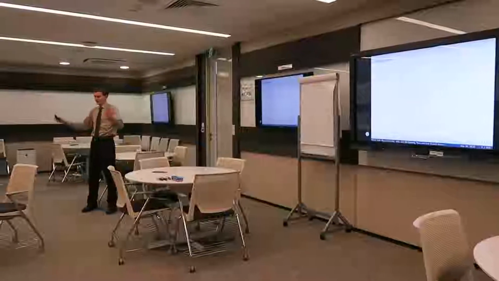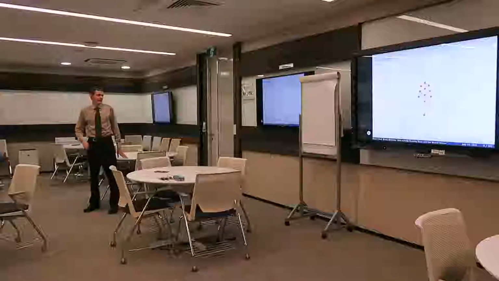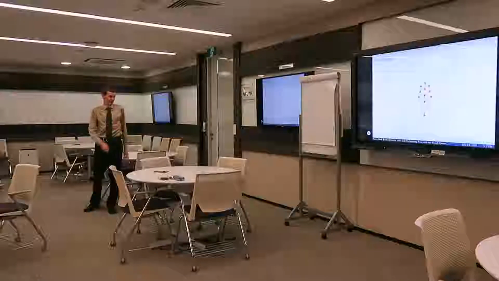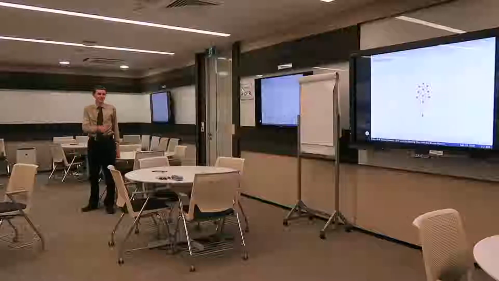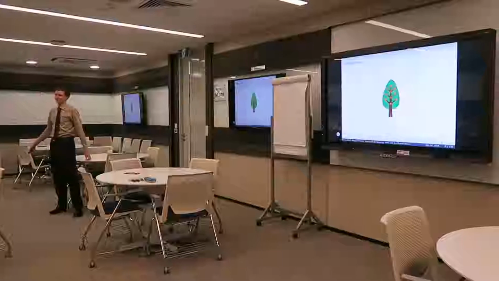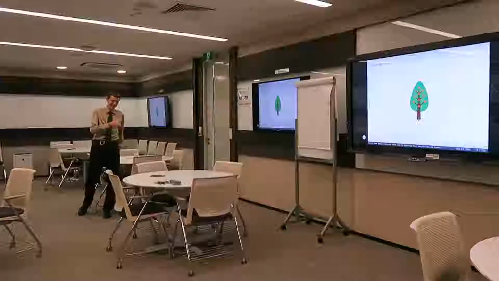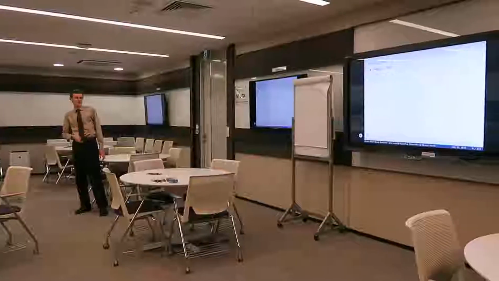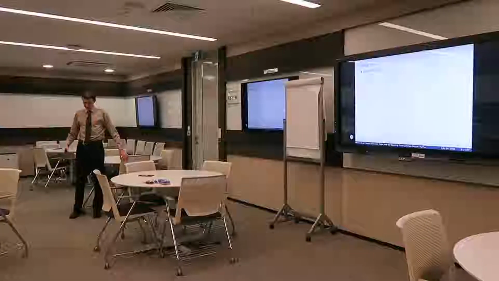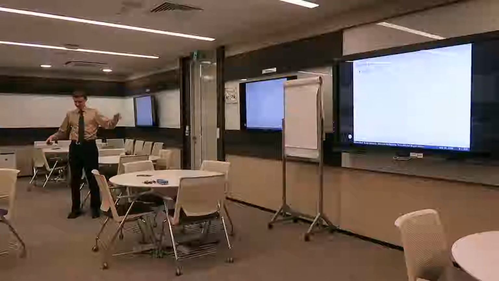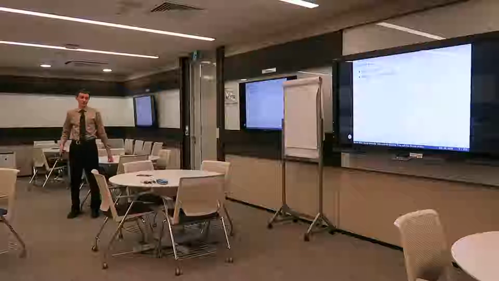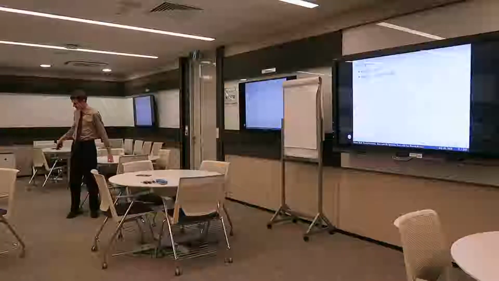Okay, so spanning trees. As we know, every connected graph has one. So here we have a connected graph, and here we have a spanning tree. Some terminology: in a tree, a vertex of degree 1 is called a leaf. A vertex of degree 3 or more is called a branch vertex.